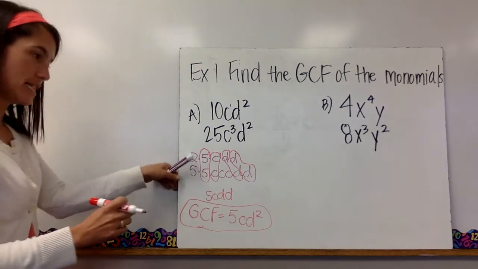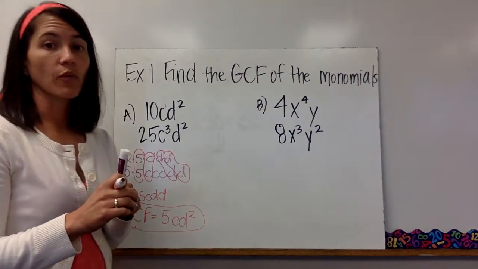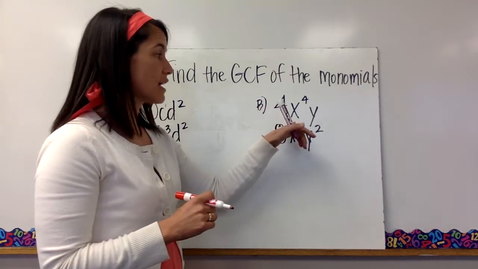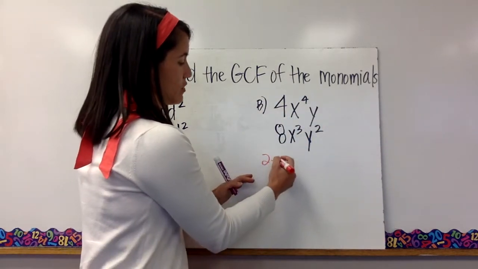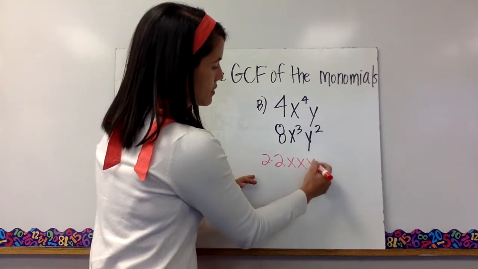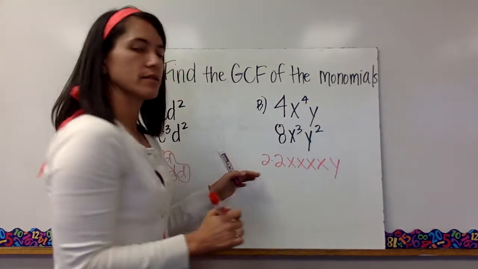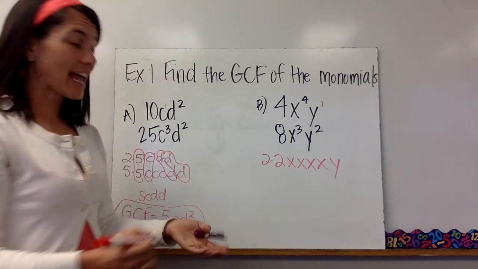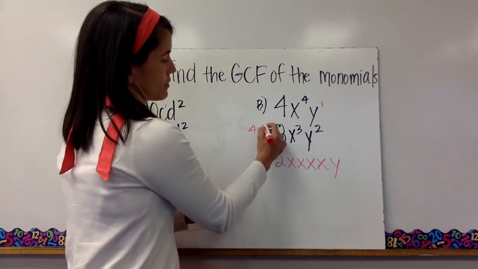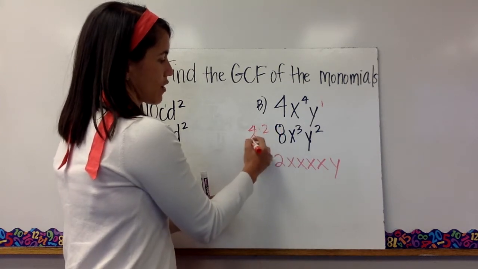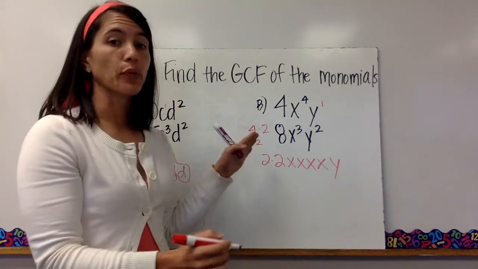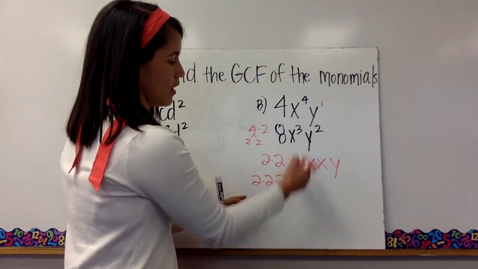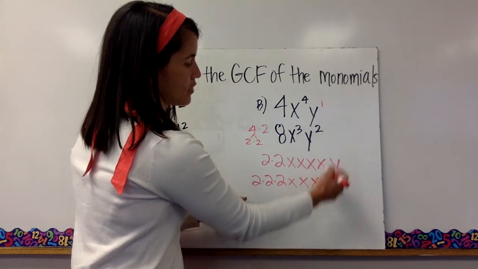Let's do example B together. I need to start with writing the prime factorization. For my first term, 4x to the fourth times y would be 2 times 2, 4 x's, and remember, this is y to the first. My next term is 8x cubed y squared. So 8 is 4 times 2, and 4 is 2 times 2. So the prime factorization for 8 is 2 times 2 times 2, 3 x's, and 2 y's.